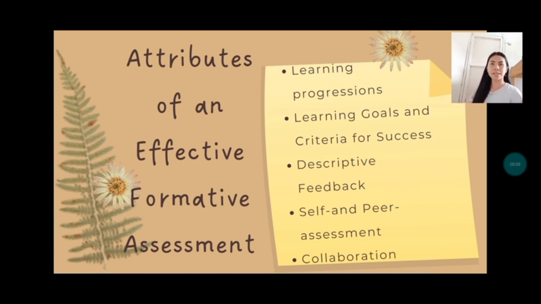Self and peer assessment: both are important for providing students an opportunity to think metacognitively about their learning. The last is collaboration, a classroom culture in which teachers and students are partners in learning should be established.